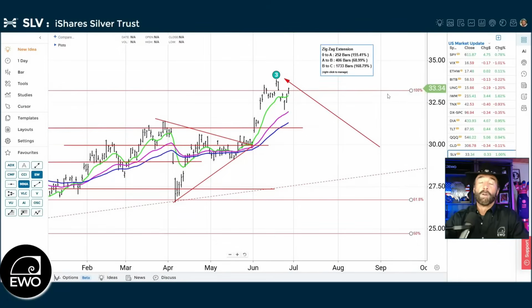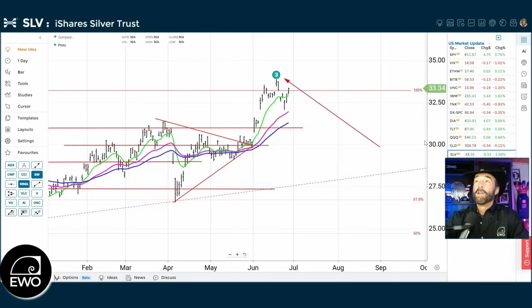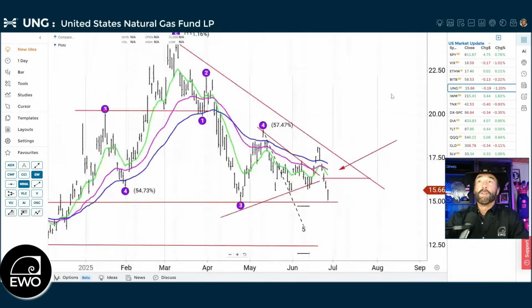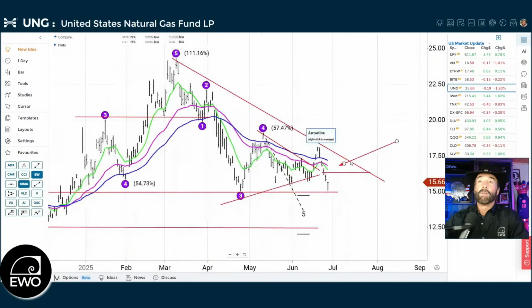And then if we move over to energy, we'll take a look at UNG, something that we've been talking about quite a bit in our Trade Finder meetings. I mentioned Trade Finder a bit earlier. You can see this break to the downside here. We had a little bit of a false breakout higher here, and then moved down. We did come down to support at 15 here and then bounced up.